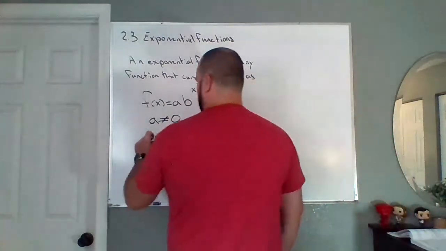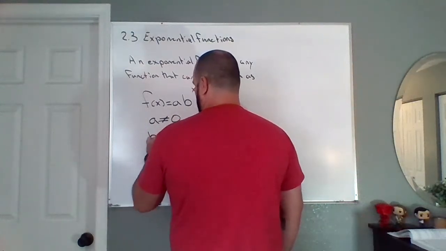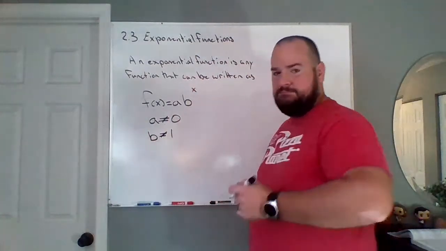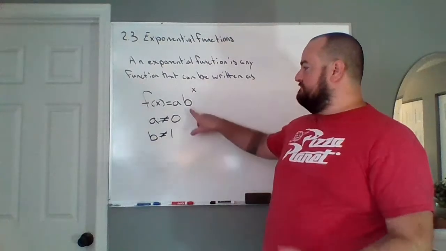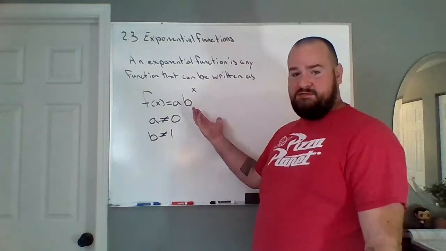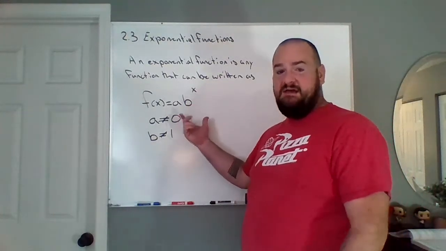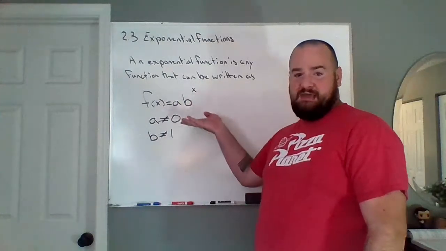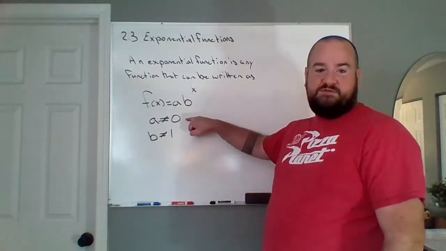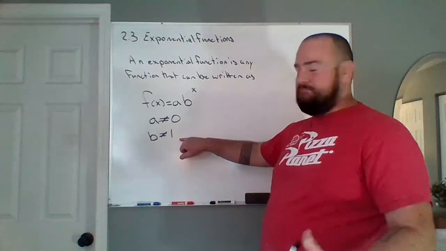We have another condition that b cannot equal 1. And for a very similar reason. If b is 1, 1 to any power is always 1, so we get a times 1, and that's just a. So again, we get a constant function of a. So in the first case, we'd get a constant function of 0. In this case, we get a constant function of a.